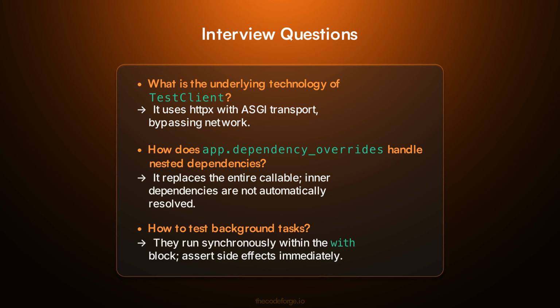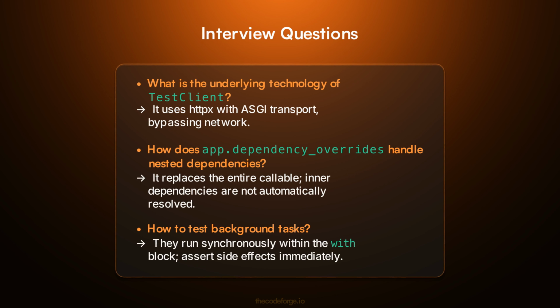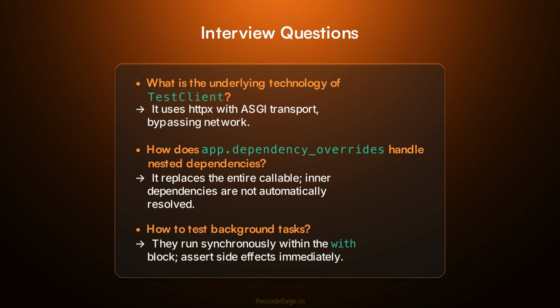Let's run through some common interview questions. What is the underlying technology of TestClient? It uses HTTPX with ASGI transport, bypassing the network. How does app.dependency_overrides handle nested dependencies? It replaces the entire callable. Inner dependencies are not automatically resolved. How to test background tasks? They run synchronously within the with block, so assert side effects immediately.